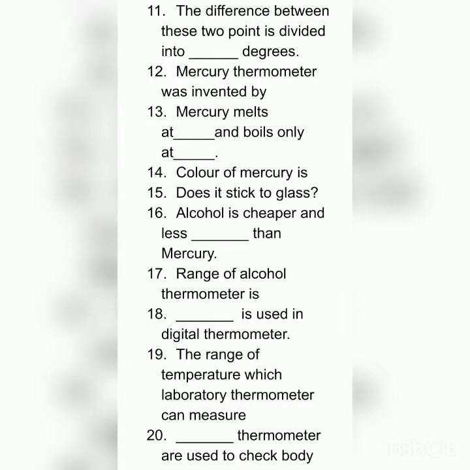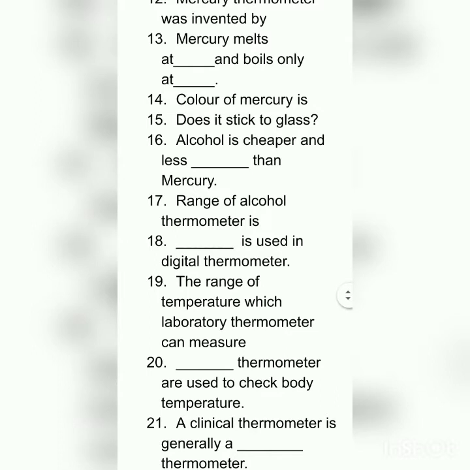Alcohol is cheaper and less harmful than mercury. What is the range of alcohol thermometer? Minus 115 degree to 78 degrees Celsius. Okay. What is used in digital thermometer? Thermistor. Thermistor is a device which works on temperature.